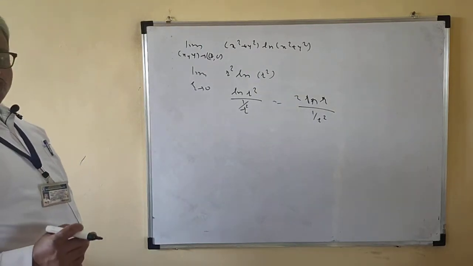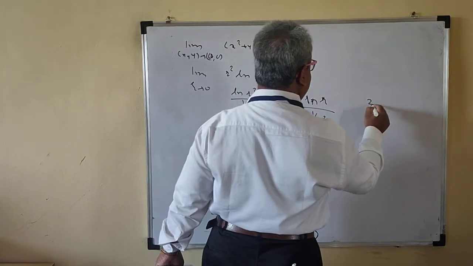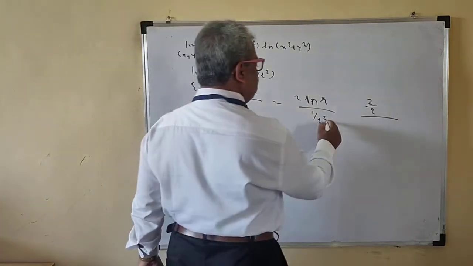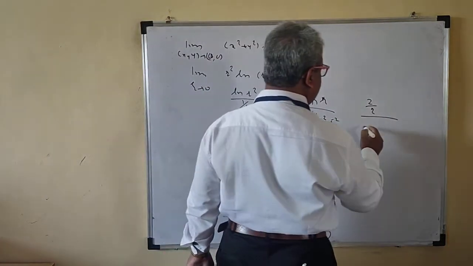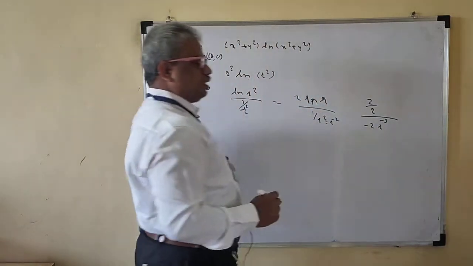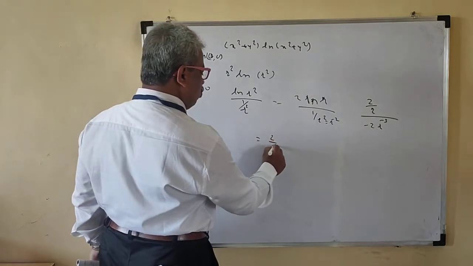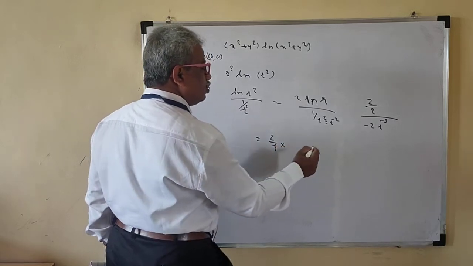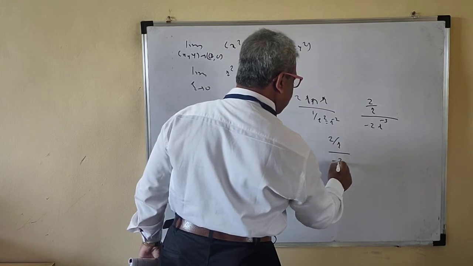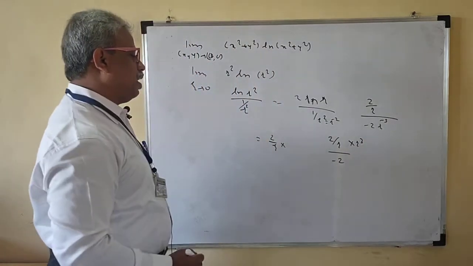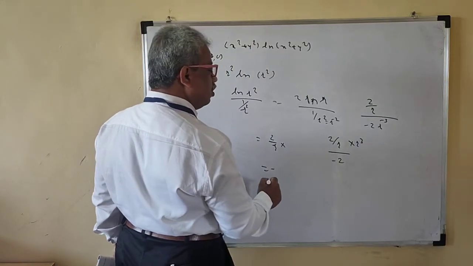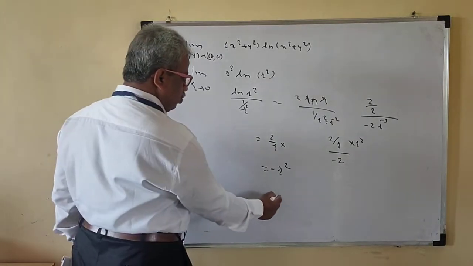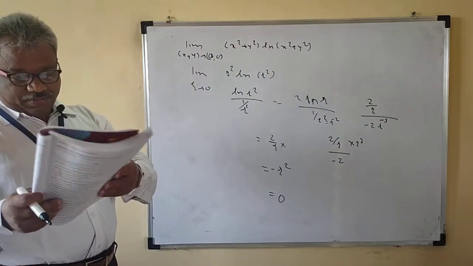And you know the L'Hospital rule. We will differentiate this. So the numerator derivative is 2 upon r. The denominator is nothing but r raised to minus 2, so what is the derivative of this one? Minus 2 r raised to minus 3. So that means this is 2 by r divided by minus 2 by r cube. So this is minus r square. Minus r square, and this will be 0 now. The limit will be 0. So this limit exists and is 0.